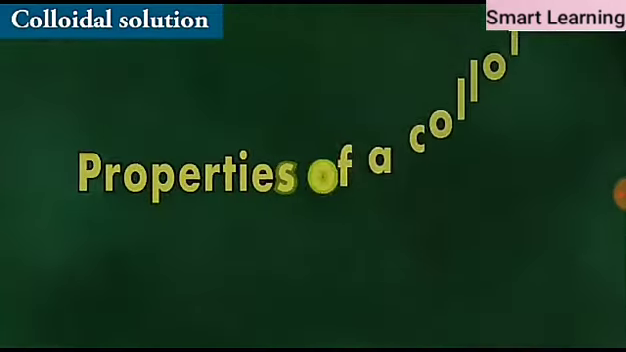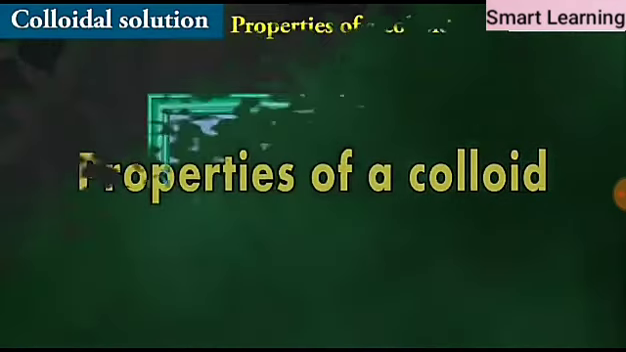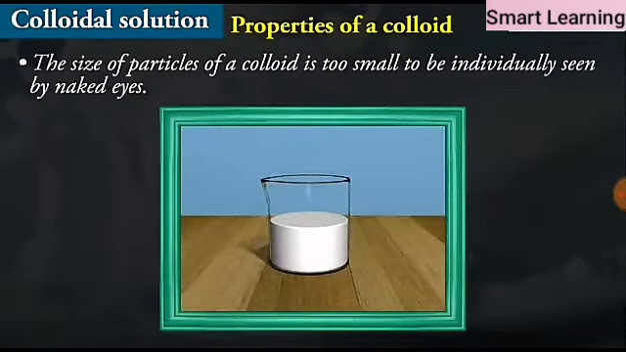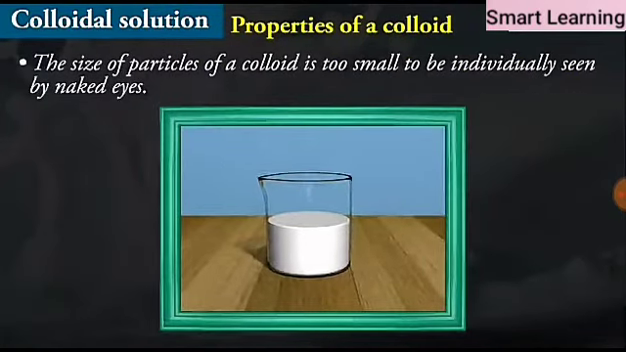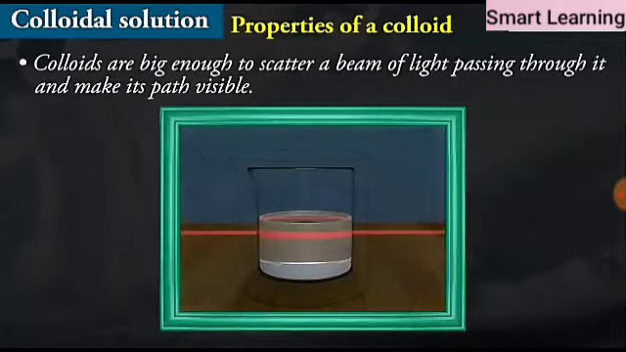Properties of a colloid. A colloid is a heterogeneous mixture. The size of particles of a colloid is too small to be individually seen by naked eyes. Colloids are big enough to scatter a beam of light passing through them and make its path visible.